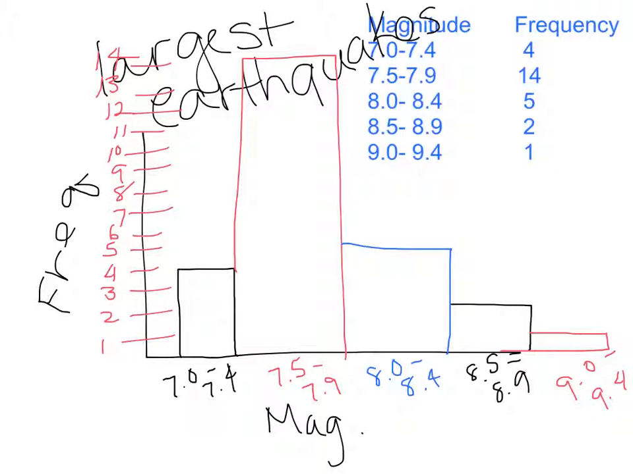So you can see the difference between the histogram kind of showing the frequency of data versus a bar graph that shows the individual numbers that represent each category.